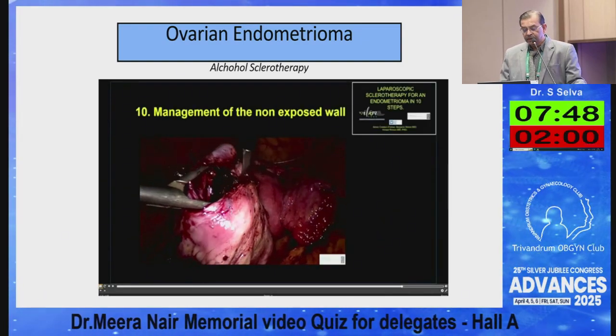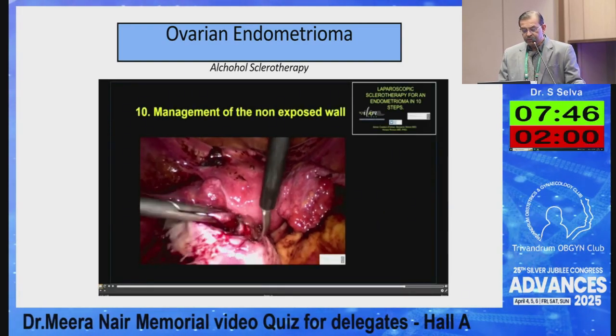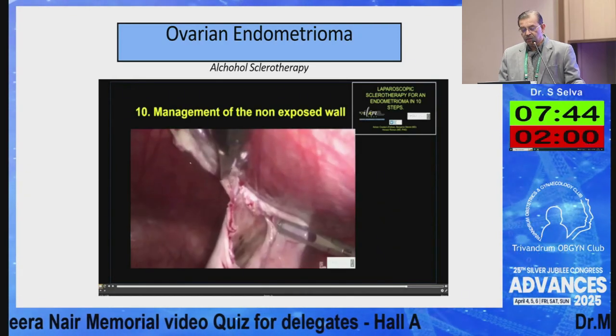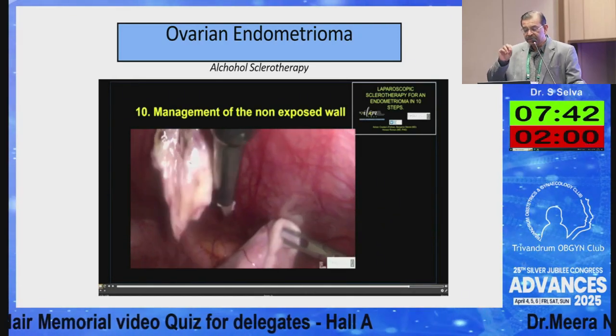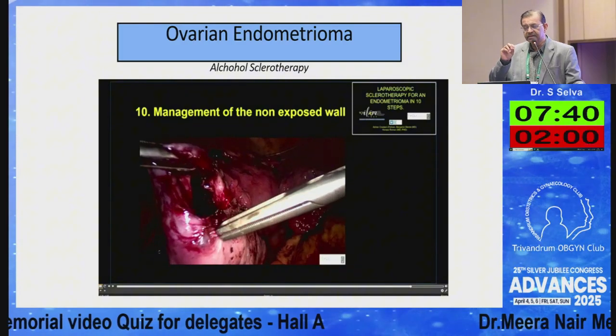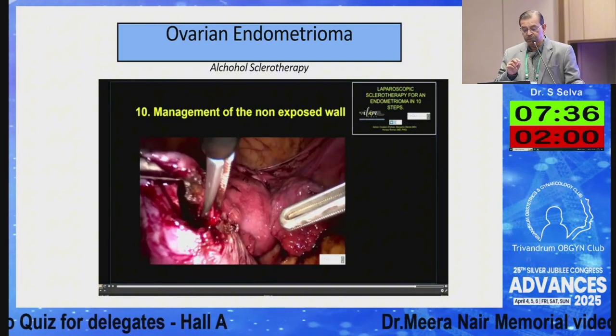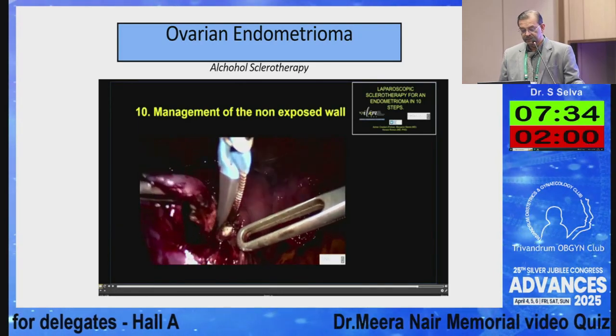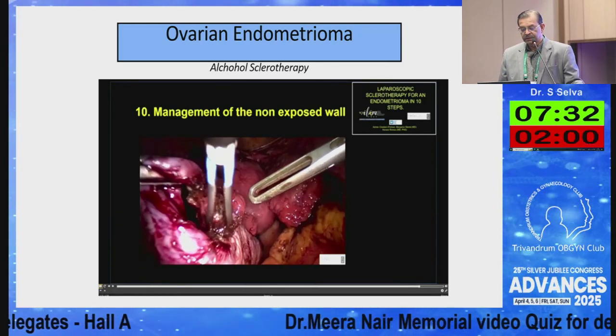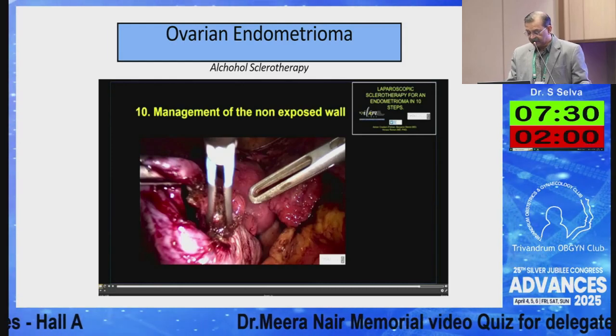Okay, you have to excise a little bit of the ovarian tissue at the area where you put in the balloon, because this area will not be affected by the alcohol, and also ablate that part of the cyst wall. So that is alcohol sclerotherapy.